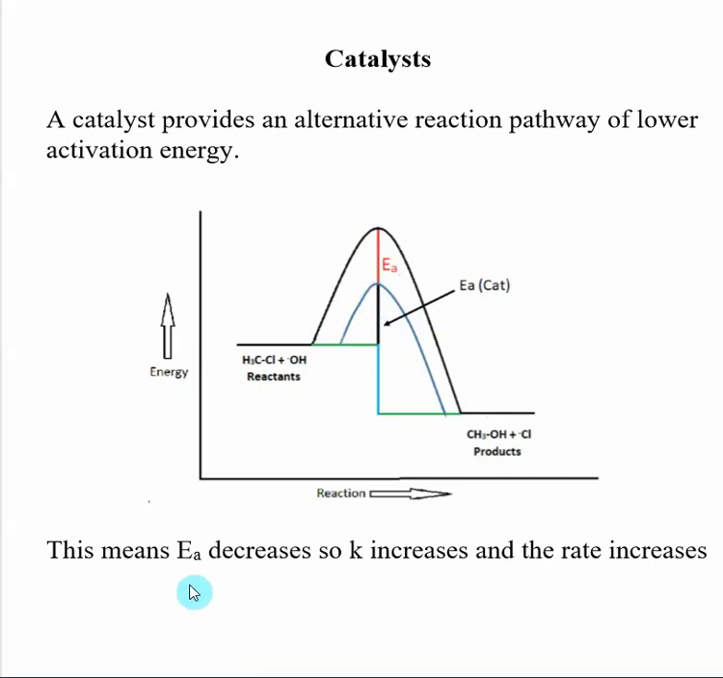And when we lower the energy of activation, remember when we were looking at collision theory, that means that the k increases and the rate is going to increase. So overall, what a catalyst does is it causes the rate of a reaction to increase. It does that by providing a different reaction pathway or a different mechanism which has a lower energy of activation.